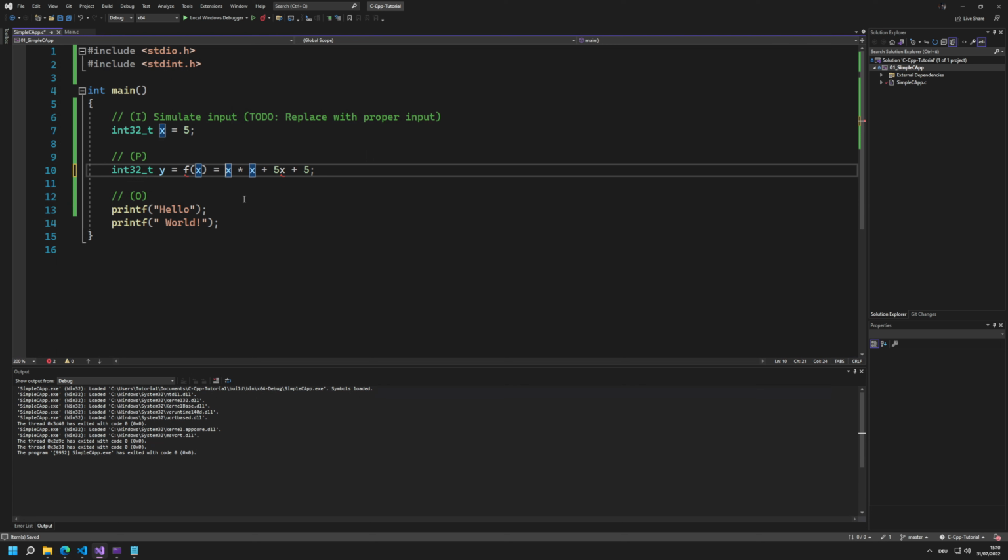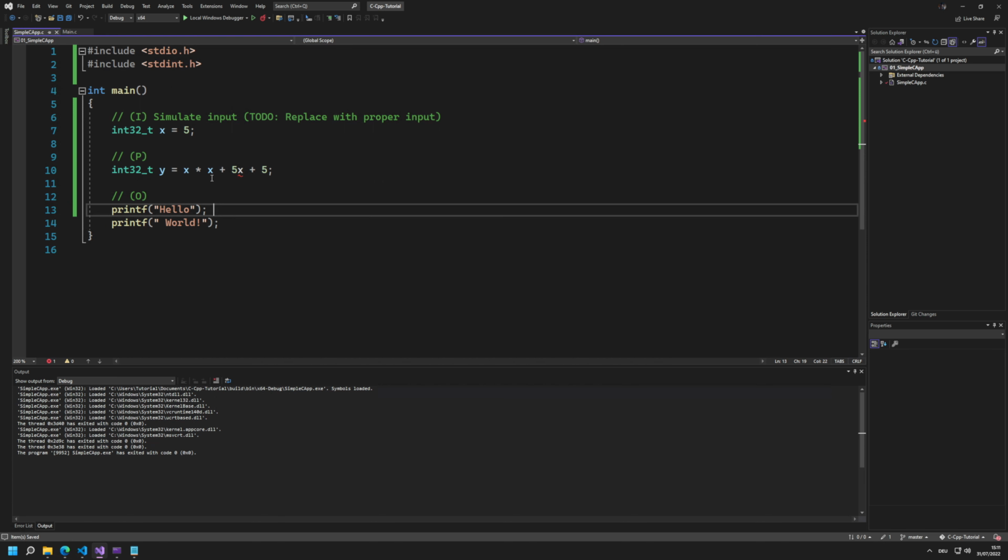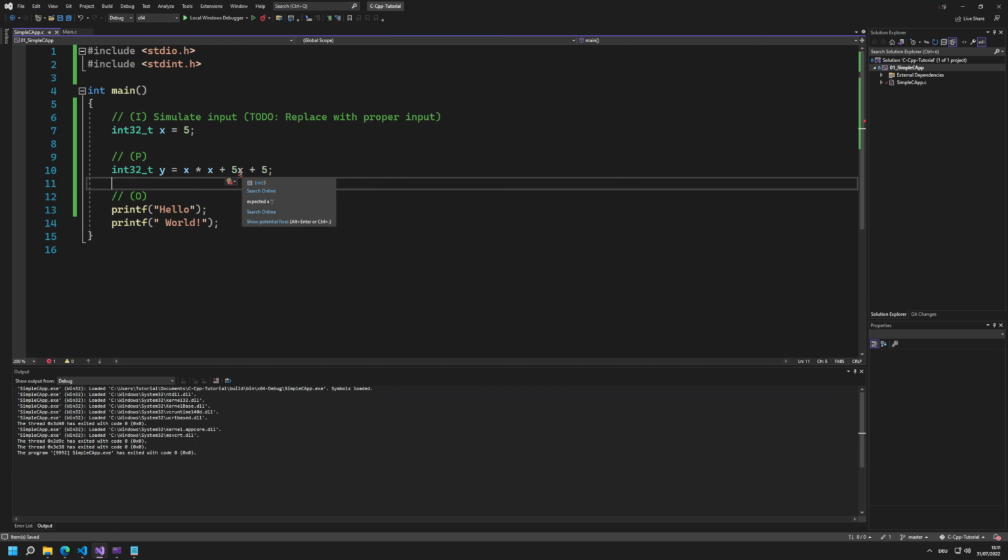So what I want to do is basically do this like that. I want to define that y equals x times x plus 5x plus 5, and you can see we still have an issue here. This seems legit because it doesn't show us an issue. Also this plus 5 seems legit, this plus also seems legit, but 5x is not recognized. Why is it not recognized?